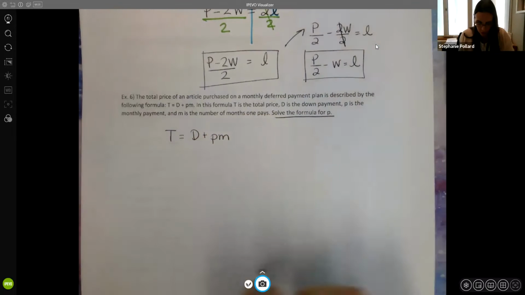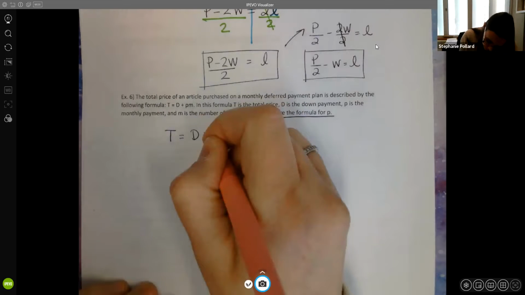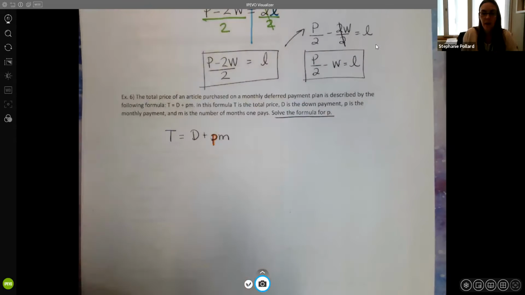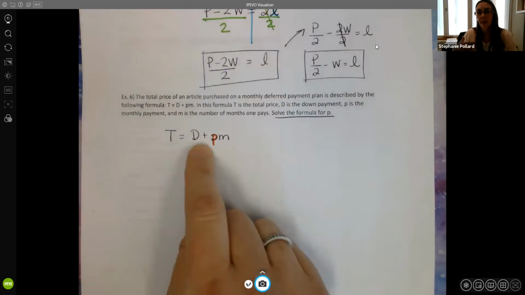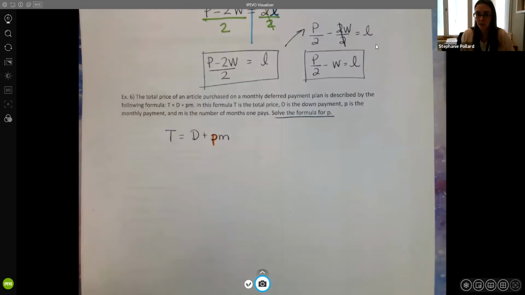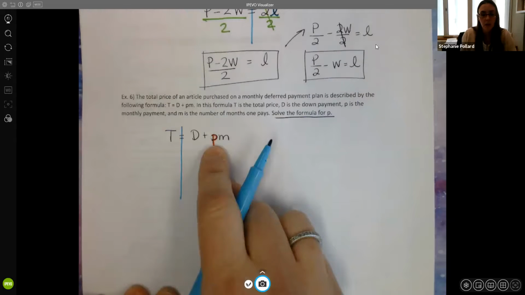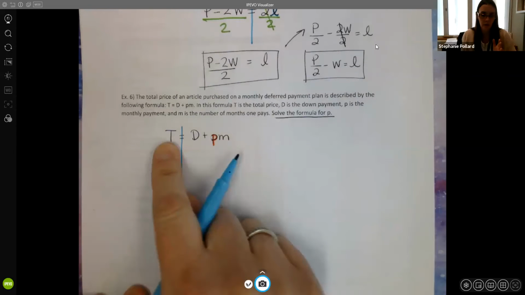So this is a pretty common occurrence, right? Where if you have a big ticket item, like an expensive item, a lot of times we'll pay for some of it up front, and then we'll make monthly payments to pay the rest of it off. So that's what's going on here. It really doesn't matter the background though. What we want to do is just solve, and we want to get this P by itself. So I have no like terms. I have totally different variables here.